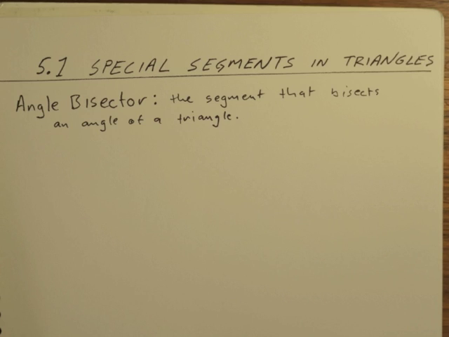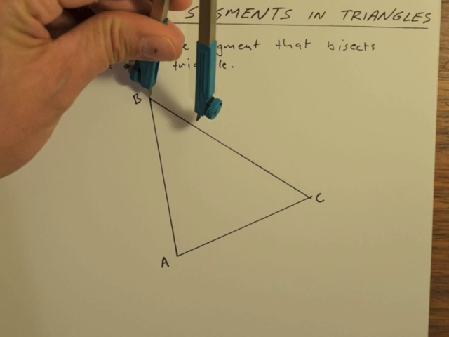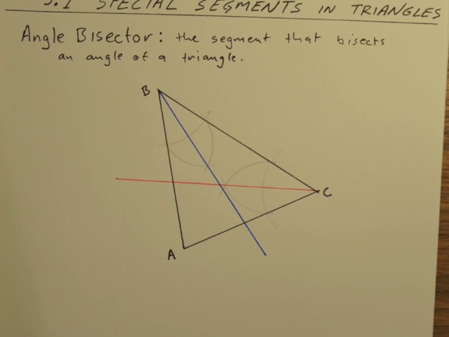So the first type of special segments in triangles is called the angle bisector. Now the angle bisector of a triangle is a segment that bisects an angle of a triangle. So in your notes, draw out a big old triangle. I'll call mine ABC. You can call yours whatever you want. And I'll draw in one angle bisector, let's say from angle B. I'm going to construct it using my compass and straight edge. And if you'd rather, you can just measure it out using your protractor.